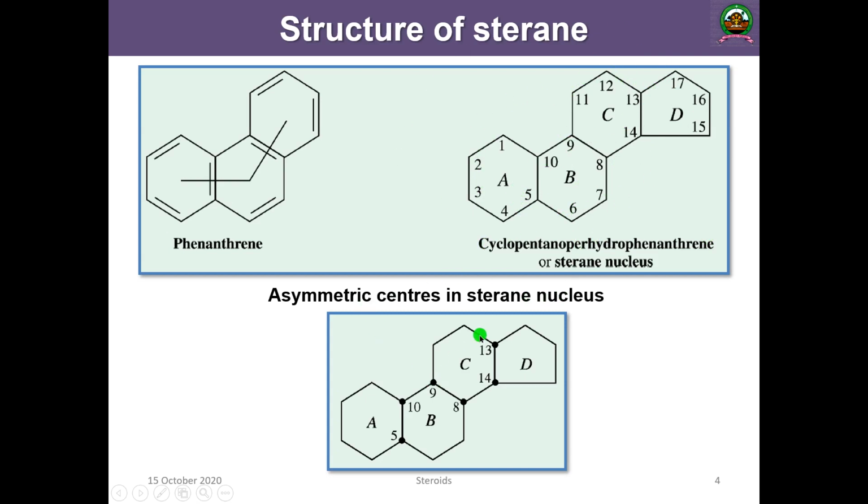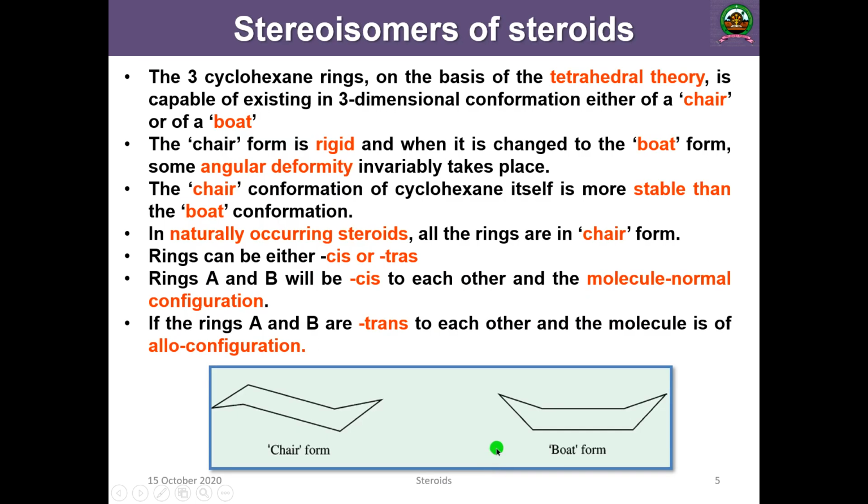Another important thing: in this sterane nucleus, carbon numbers 5, 8, 9, 10, 13 and 14, these 6 carbon atoms are asymmetric carbon atoms. These chiral carbon atoms have a very important role in biochemistry. Then these steroids can also exist in the form of stereoisomers.